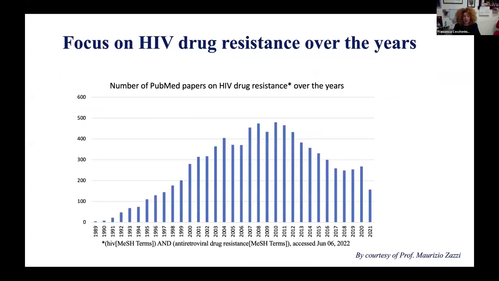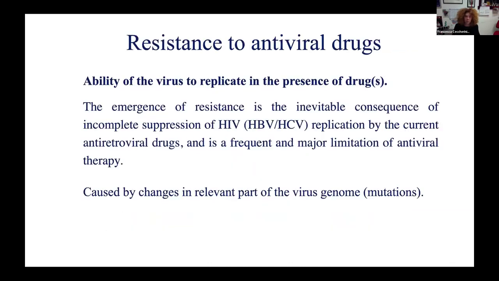So if we speak about HIV drug resistance, you see a peak around 2004 to 2015. We had really more than 400 publications per year. So it's a very hot topic. Now there is a little bit of decline, but still we have more than 100 publications each year, because the issue of resistance is still important.